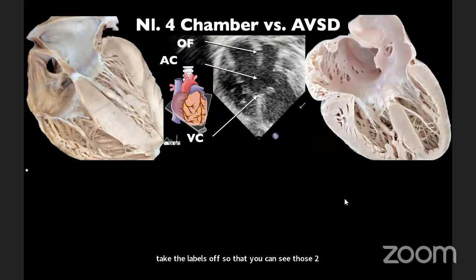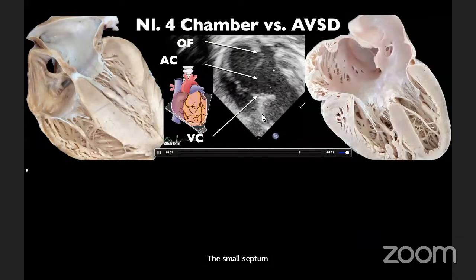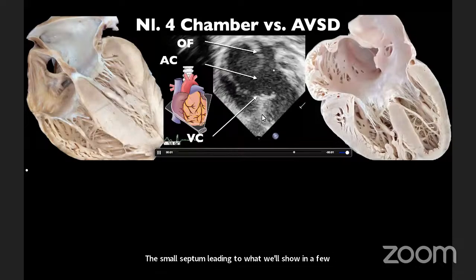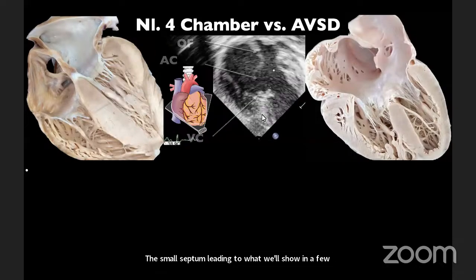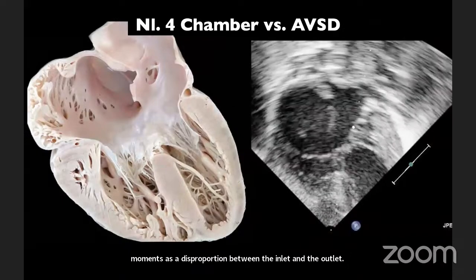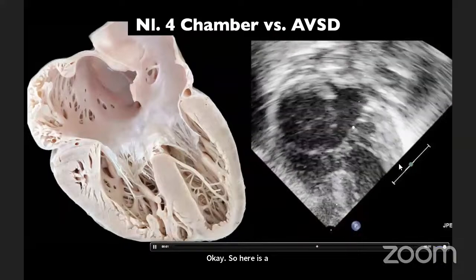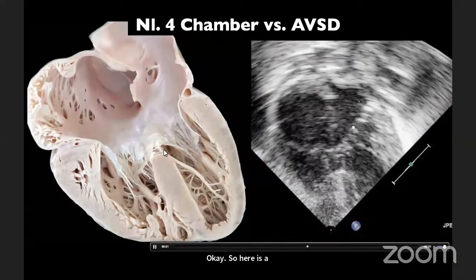And here on the echocardiogram, you can see that same feature of the small septum leading to what we'll show in a few moments as a disproportion between the inlet and the outlet ventricular septum. Okay, so here is a perfect correlation looking at the posterior leaflet with its caudal attachment to the crest of the septum.